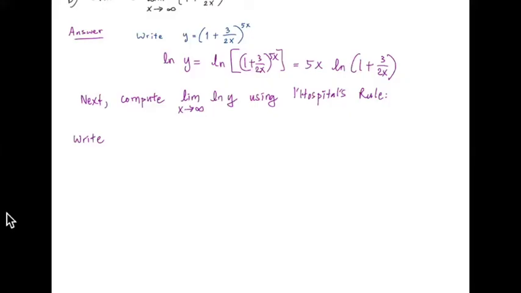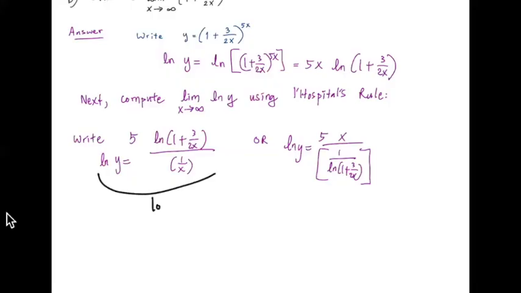I can either write five times natural log of 1 plus 3 over 2x over 1 over x, or I can write this as 5x over 1 over natural log of 1 plus 3 over 2x. But this one looks easier. So I will take this format.